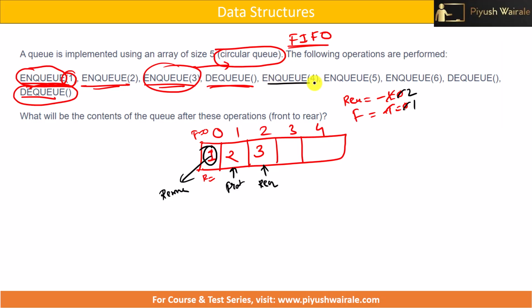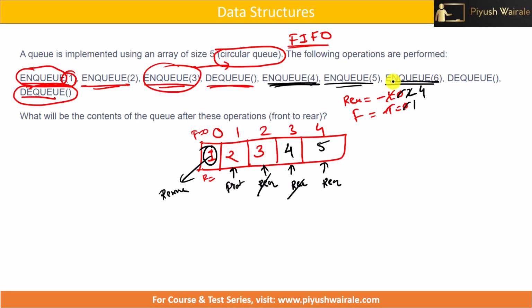Now the next operation is NQ4. We have to add the element 4 at index position 3. Now rear is 3. Next is NQ5. We have to add 5 at index position 4. Now the rear becomes index position 4 and the front is 1 here. Now let's see what happens.